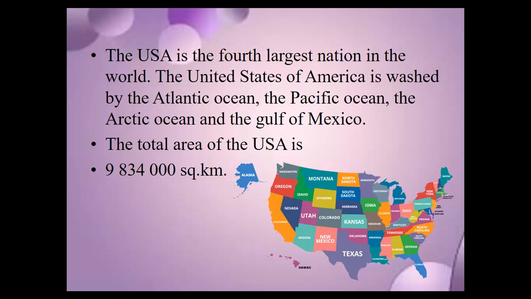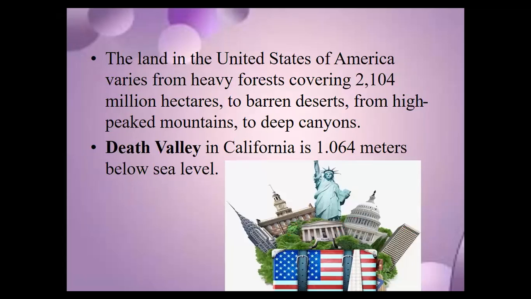The United States of America is washed by the Atlantic Ocean, the Pacific Ocean, the Arctic Ocean, and the Gulf of Mexico. The total area of the USA is 9,835,000 square kilometers. The land varies from heavy forests covering 2,104 million hectares to barren deserts, from high-peaked mountains to deep canyons. Death Valley in California is 1,064 meters below sea level.